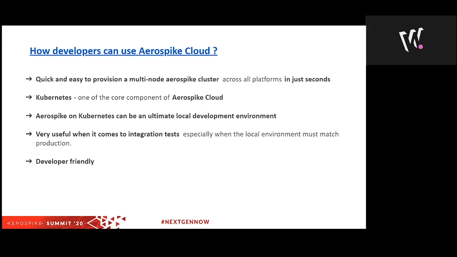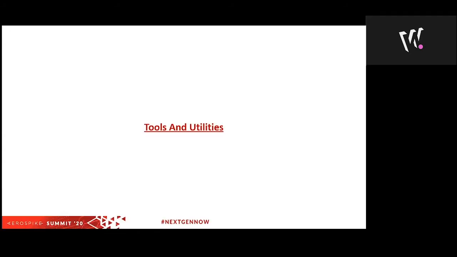As you can see, Kubernetes is involved a lot in Aerospike Cloud. So I'm going to talk more about Kubernetes and how Aerospike on Kubernetes can be used as the ultimate development environment. Having a multi-node Aerospike cluster deployed and ready for developing applications is imperative when it comes to running integration tests, or if you want to test scenarios where your production and dev must match. So it's very useful, and it's developer friendly because more automation means less ops work. So let's get started.